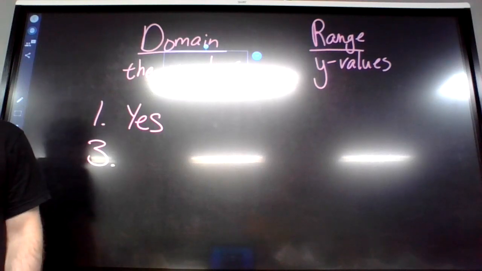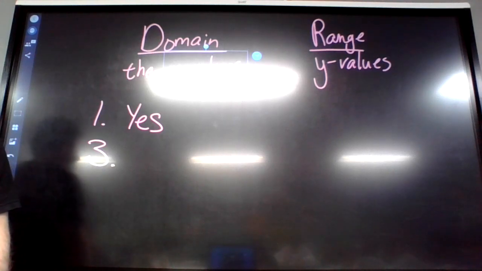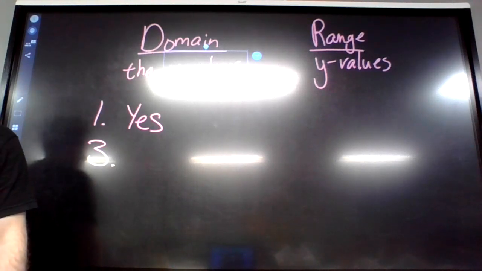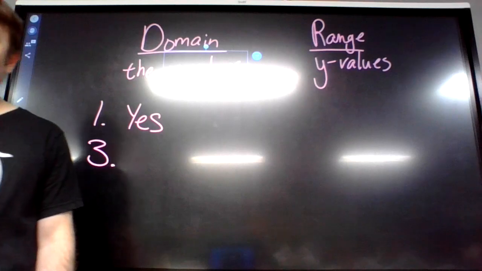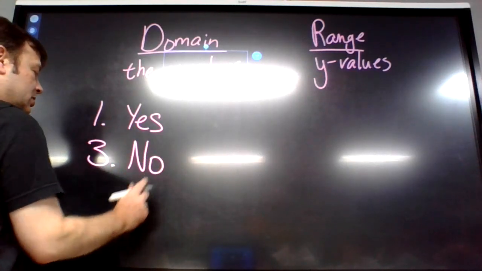Okay. Number 3, are those sets of ordered pairs? No. Because what's wrong with number 3? It's not even. They're trios, not pairs. So number 3 is no.